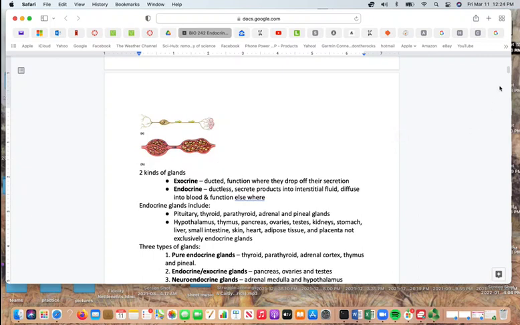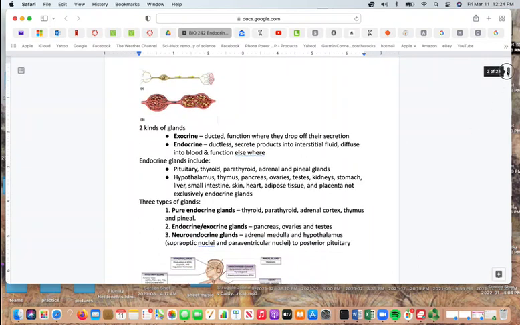So we have two kinds of glands in the body. You have endocrine and exocrine glands. The exocrine glands have a duct, so they're going to put their secretion in a duct, and it's going to drop off their secretion where it needs to act. The endocrine glands are ductless. They will secrete their products into the interstitial fluid, and then it can diffuse into the bloodstream, and they end up carrying out their function elsewhere in the body.